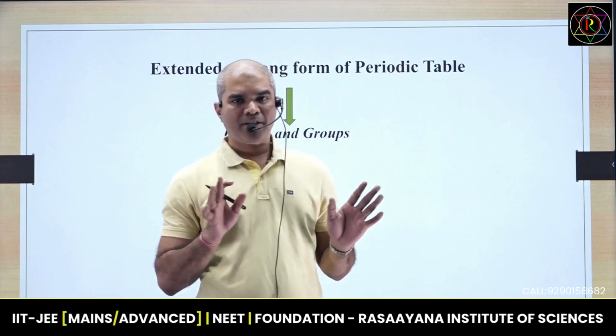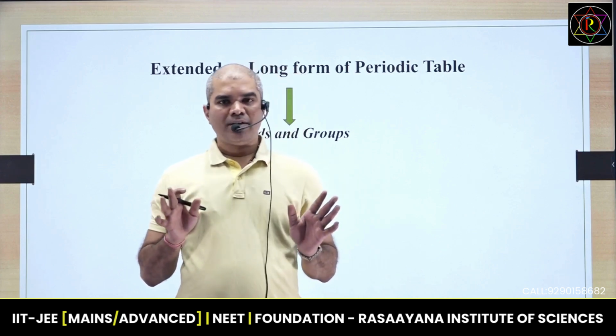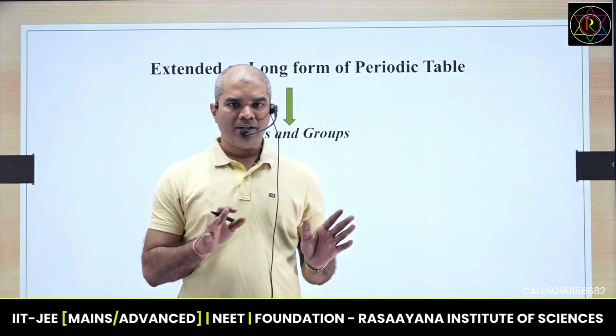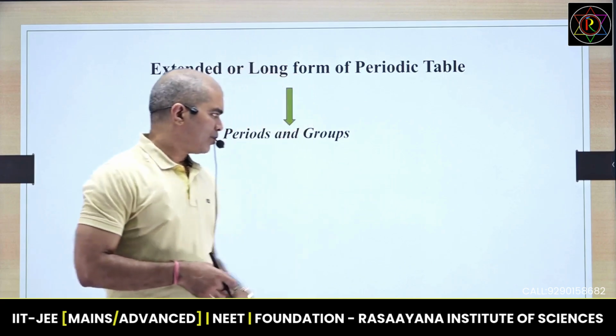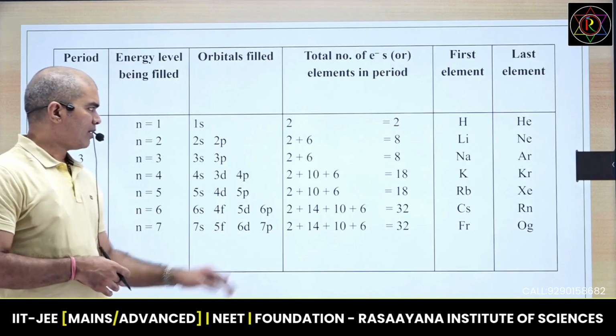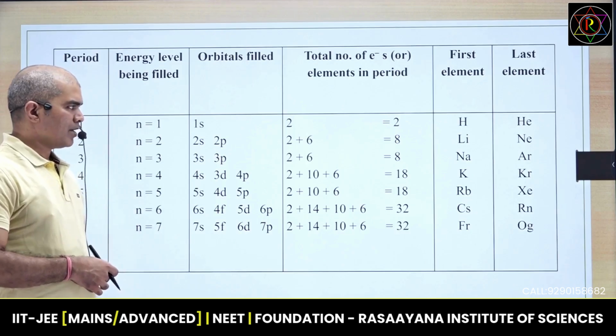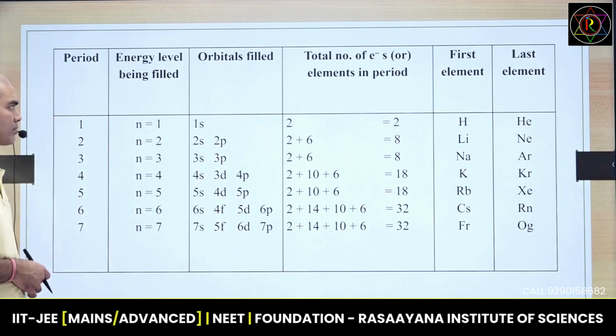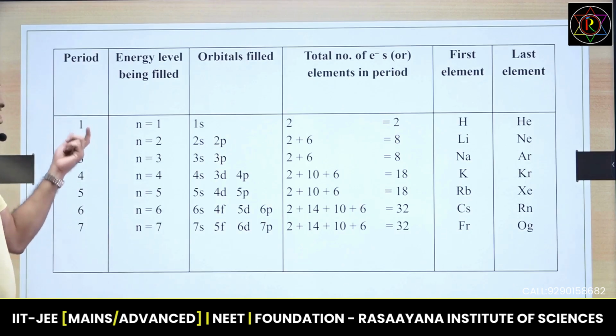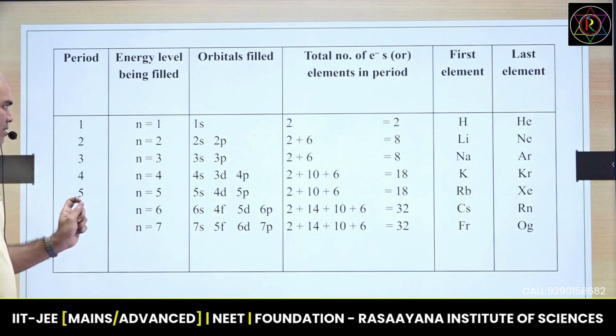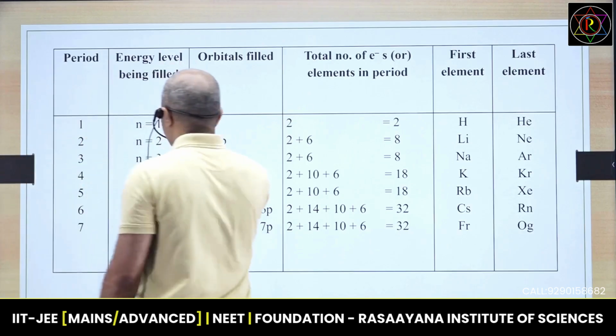Just remember 7 periods. 7 days a week, 7 periods in a periodic table. And there are 18 groups altogether. So let us look at the different periods and the number of elements that are being accommodated. Look at this table carefully. Altogether there are 7 periods, so I have given 1, 2 up till 7 periods. And what is the energy level that is being filled up?